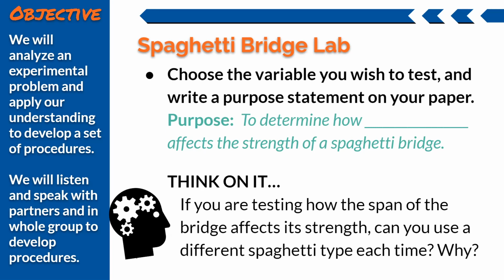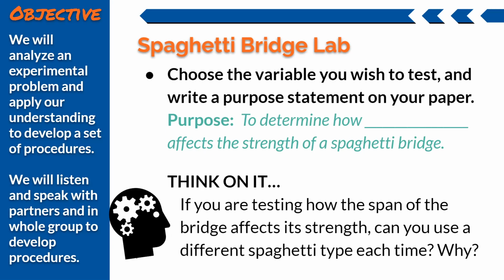But you need to write a purpose statement to determine how whatever variable you choose affects the strength of a spaghetti bridge. That is your purpose. You're trying to determine how the length or span of the bridge affects strength, or how the number of noodles affects strength, or again, whatever it is that you chose.